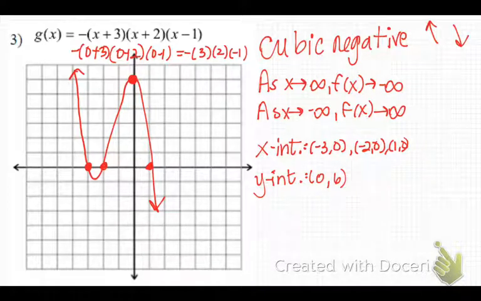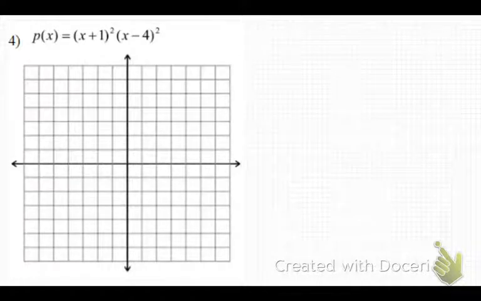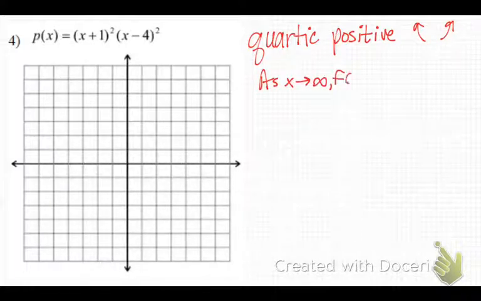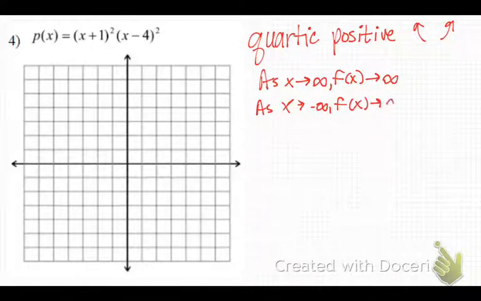Okay, once you finish this one, can you do number 4 now, please? Okay, for number 4, this is a positive quartic? Yes or no? Okay. And so in this one, both sides are facing up. So as x goes to the right, y goes up. And as x goes to the left, y still goes up.